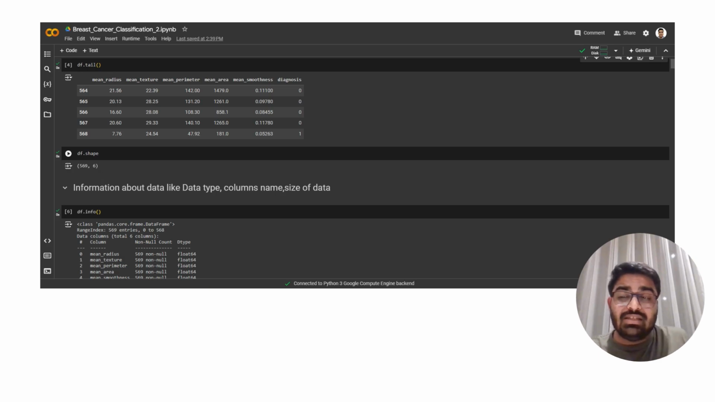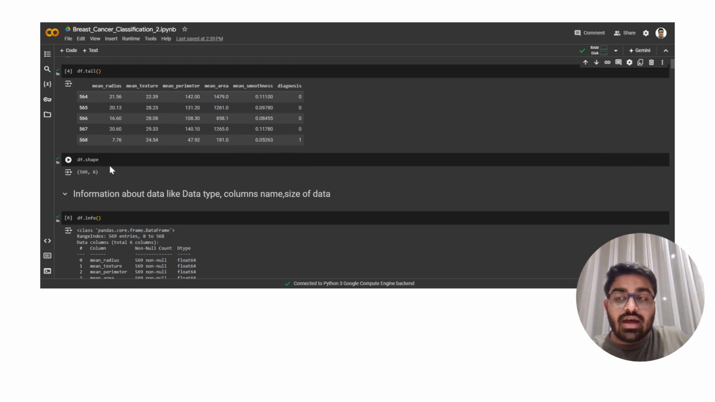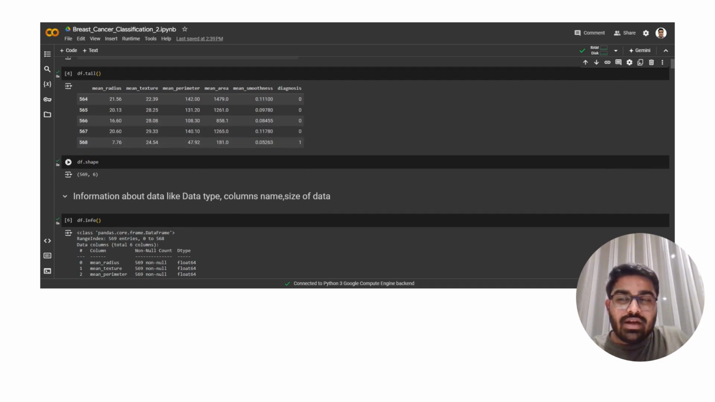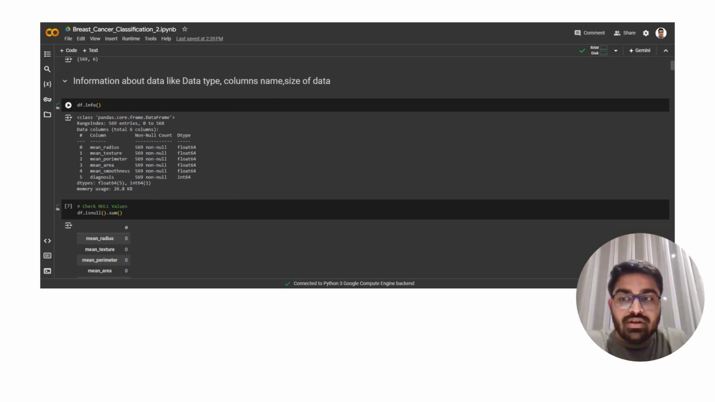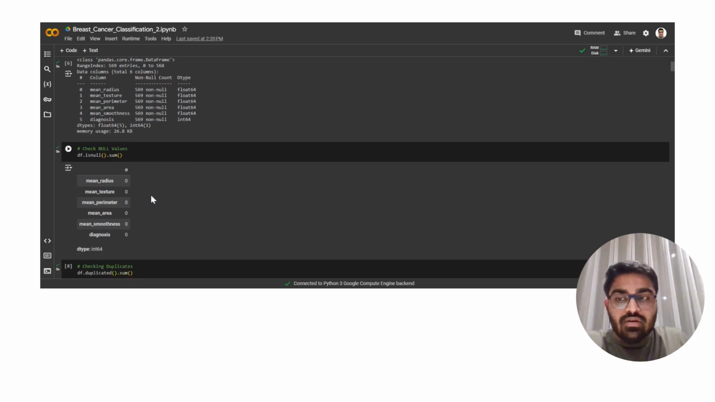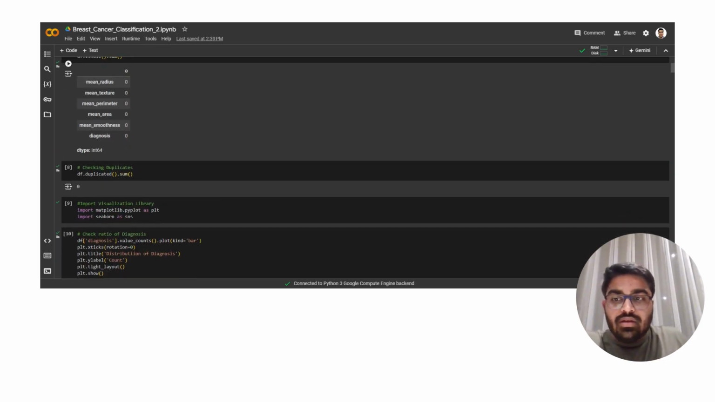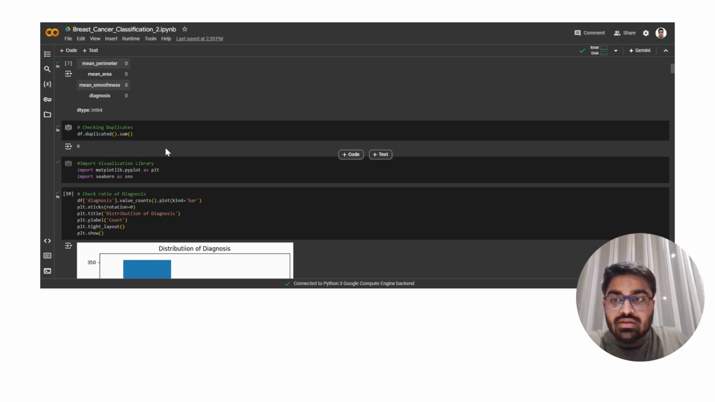So we have 569 records of patients with six variables, six features. Also, thing to note is that the data set is already clean, because it doesn't have any outliers or anything, but still, we just wanted to know how it looked like, whether it had any nulls. So we went on to look at the nulls. Then we checked for duplicates.